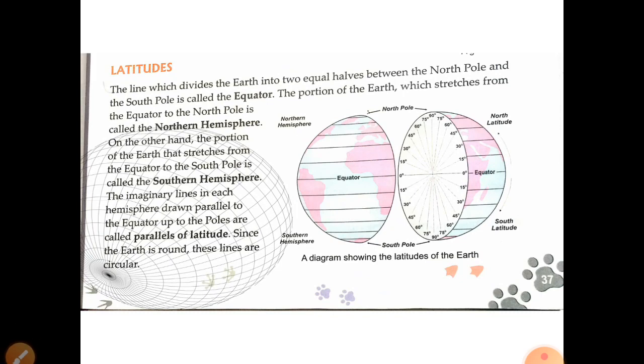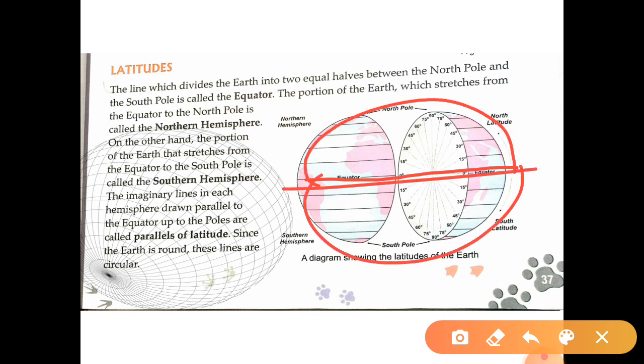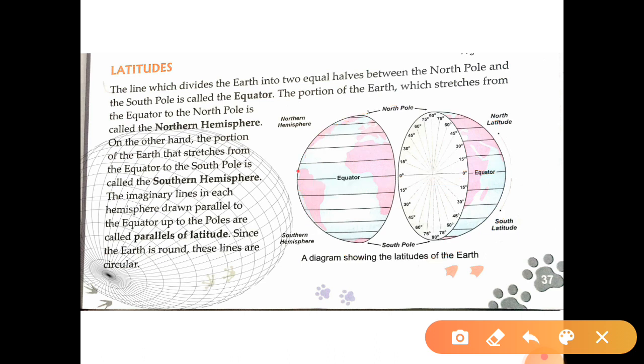First we'll learn about the latitude lines. In this picture you can see that there are many lines which are known as latitude lines. The line which divides the Earth into two equal halves between the North Pole and the South Pole is known as the equator. Here you can see one line which divides the northern part and the southern part into two equal halves. Remember this one.